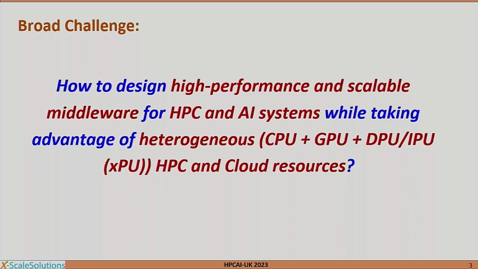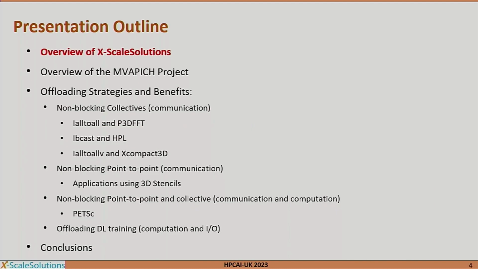So the broad challenge is: how do we design high performance and scalable middleware, especially for taking care of all these heterogeneous resources, CPU, GPU, DPU, including even cloud resources. I'll start with a little bit of overview of X-ScaleSolutions and of the MVAPICH project, if some of you are not familiar, but I'll try to go into a lot of details especially on these DPUs when they are sitting on the system.